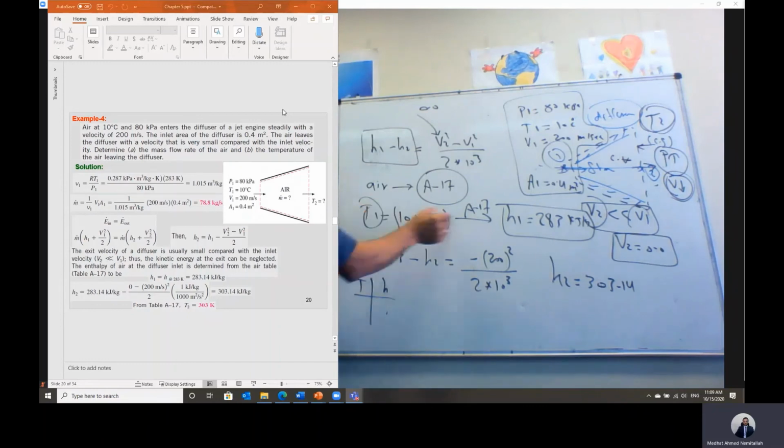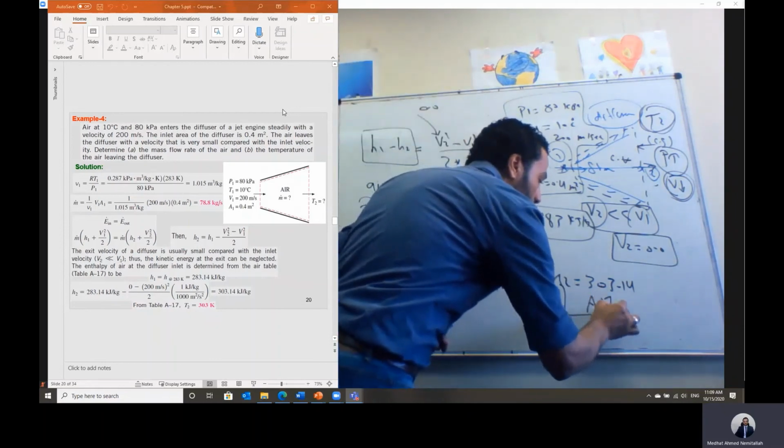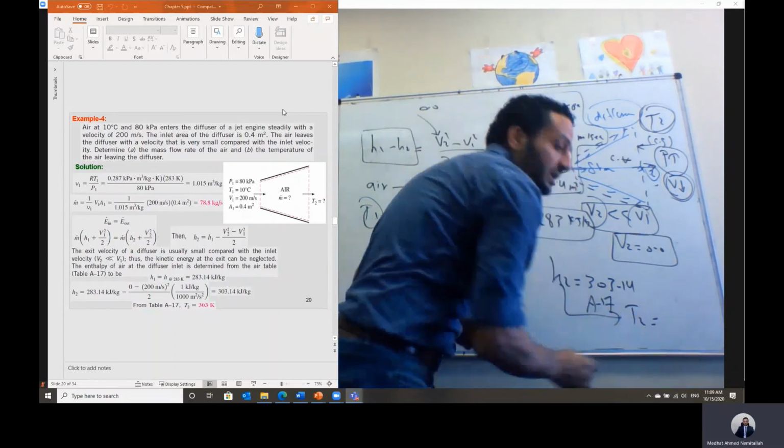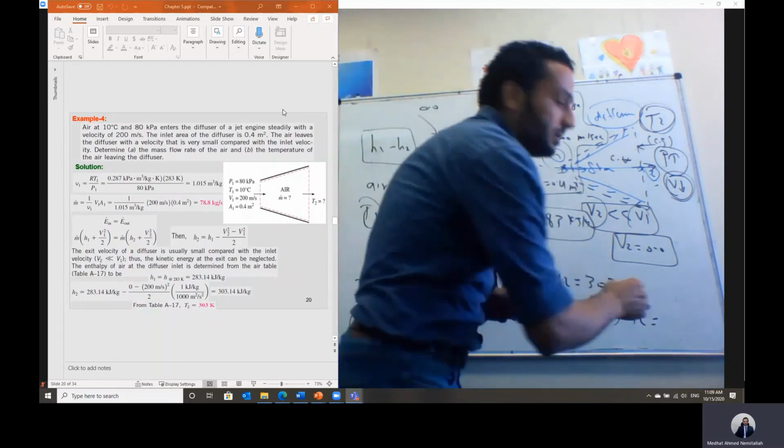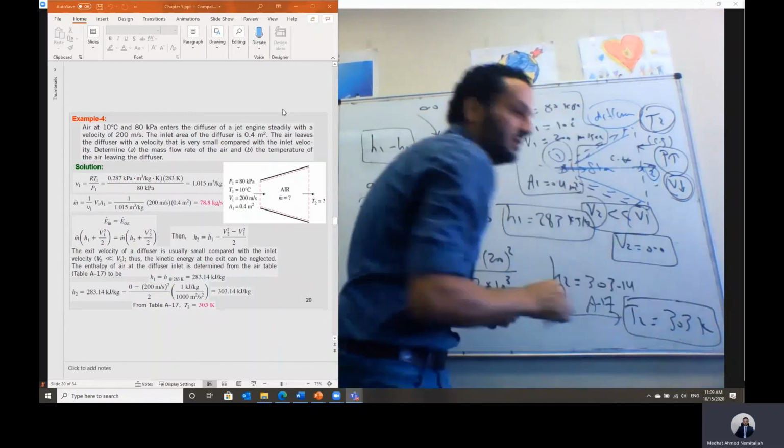Now in table A17, at the temperature, it gives you the enthalpy. So at T1, I got the enthalpy h1. But in this case, at state 2, we have the enthalpy. Then we can go to the same table and get the temperature T2. So using h2, I will go back to table A17, then we can find the temperature T2, which will equal 303 Kelvin in this case.